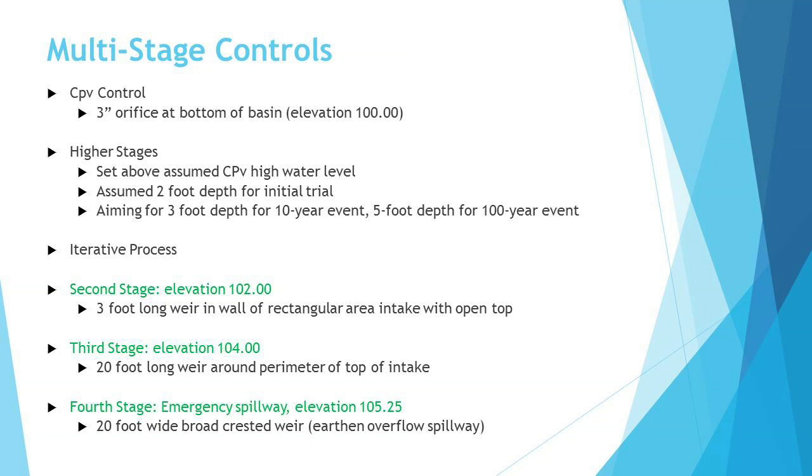The second stage is 2 feet up off the bottom. It's a 3-foot-long weir on the wall of a concrete area intake. The third stage is a 20-foot-long weir. So if you have 3 feet in the front at a lower level, if it's a four-sided area intake, 2 feet above it, the sides are going to go around. That's the perimeter of the other weir. So you really have four sides of an inlet. It's not a very complicated structure. And the fourth stage is going to be a broad-crested weir, which is basically a dip in the dam, so the water can spill over. And we do that a quarter foot above the 100-year elevation in this example.